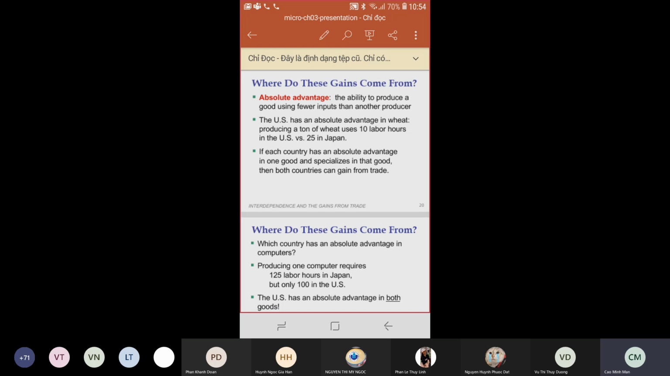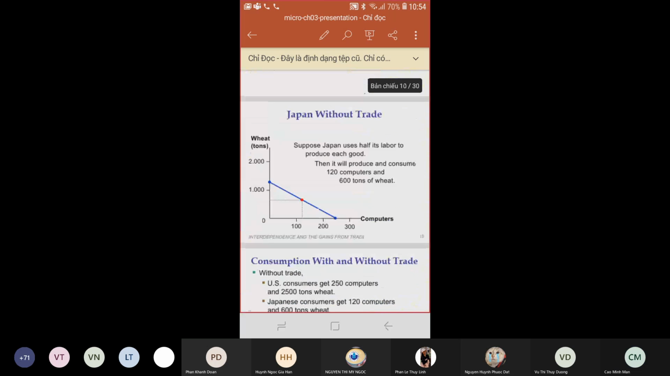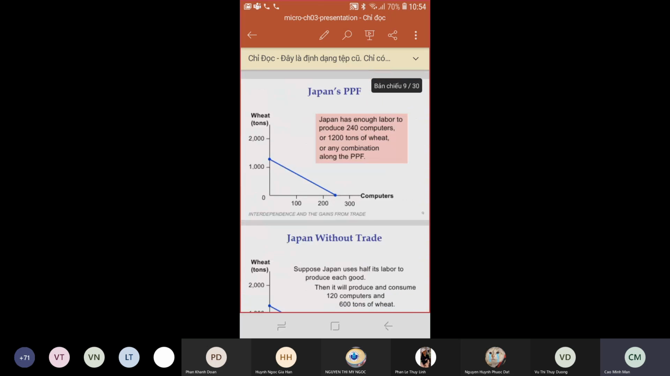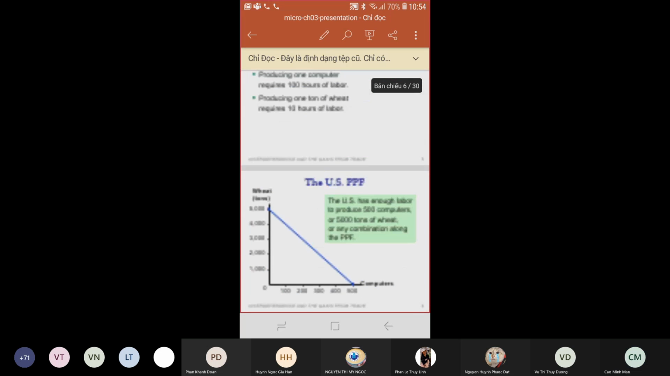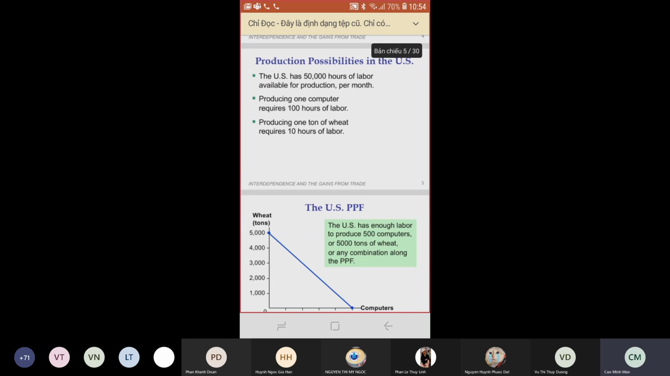I give you an example, and then you can understand. Do you remember our example above? The US, see this? The US spends just 10 hours, do you see this, and just 100 labor hours to produce a ton of wheat and one computer. Do you see that? Just 10 and 100.